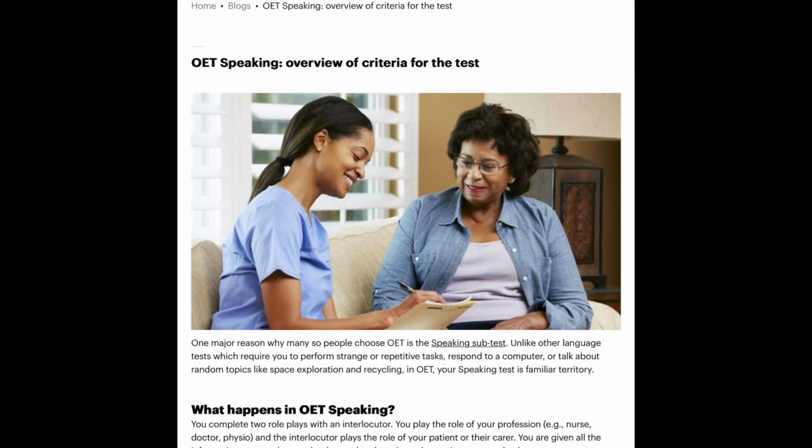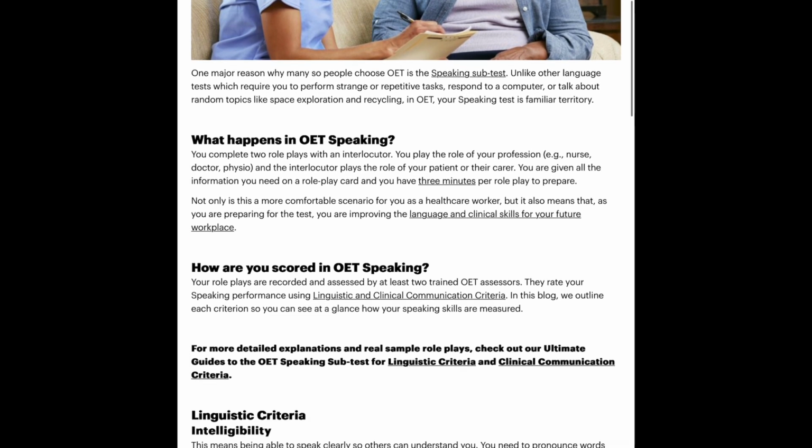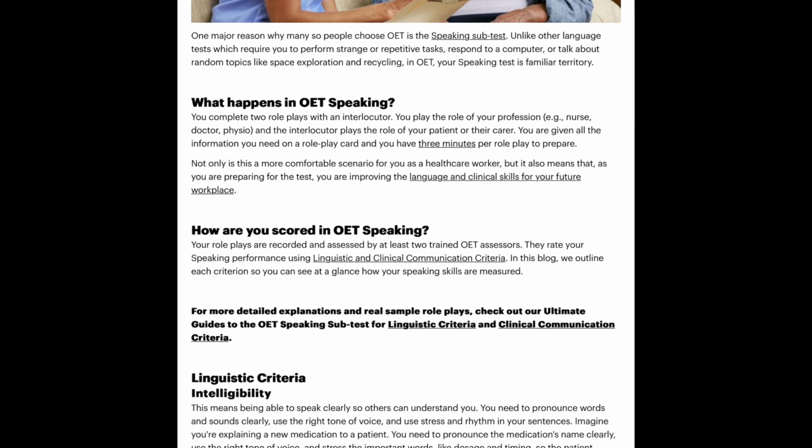So here we have the overview of the criteria for the speaking part of OET. Now we have an overview of what happens in OET speaking. There are 2 role plays with an interlocutor. It is very important to remember that the role play is happening with an interlocutor, not with the examiner. The interlocutor is not responsible for marking your performance. However, they are quite helpful. So you will play the role of the profession that you belong to. So a nurse will play the role of a nurse, a doctor will play the role of a doctor.